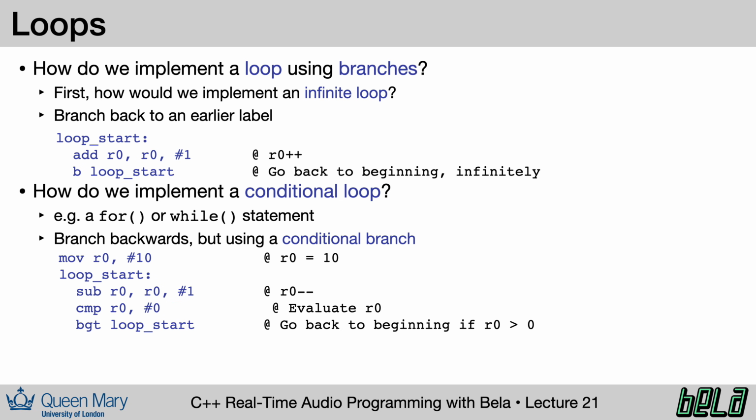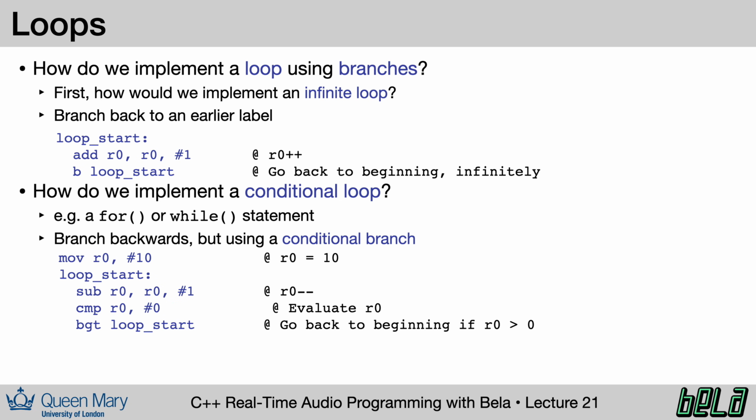Here's an example of a loop that will run 10 times. Before the beginning of the loop, we load the value 10 into register R0. Inside of the loop, we decrement R0 by 1. We then do a comparison instruction between R0 and 0. If R0 is greater than 0, then we branch backwards to loop start and run it all over again.